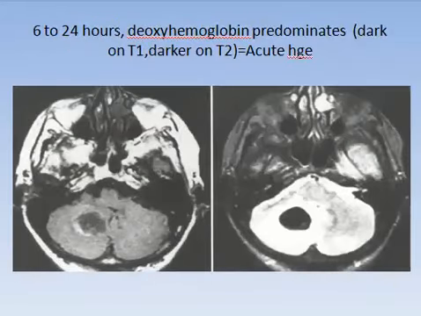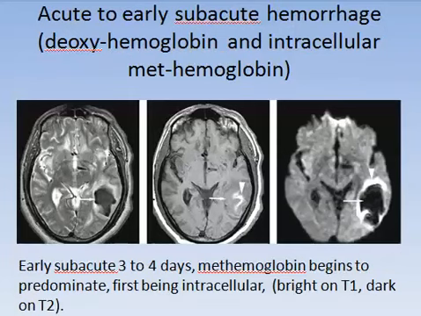Here we have the second phase, the acute form, acute hemorrhage, and we have dark T1, dark T2, but still on the margin you might have some changes seen in T1. Here it is, acute to early subacute, bright in T1 and dark in T2.